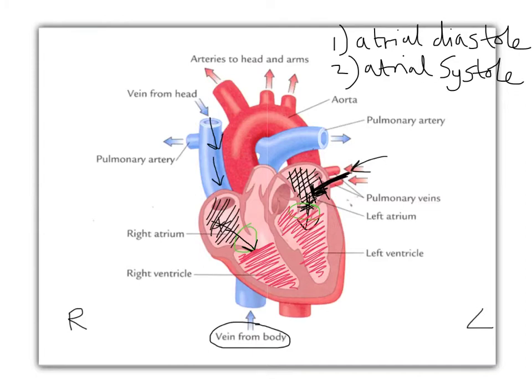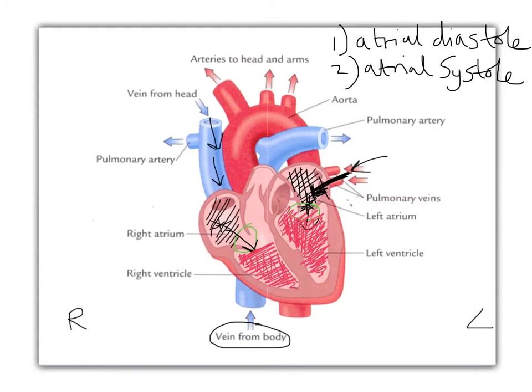Now, at the point when the ventricle, we'll just take the left one again, has more blood in than the atrium, and there's a higher pressure in the ventricle than in the atrium, to stop blood flowing backwards, the valve closes. And the same on the right side too. So at the point when there is more blood inside the ventricle than in the atrium, and the pressure is greater in the ventricles than in the atria, those bicuspid and tricuspid valves close to stop blood going backwards with that kind of pressure gradient.